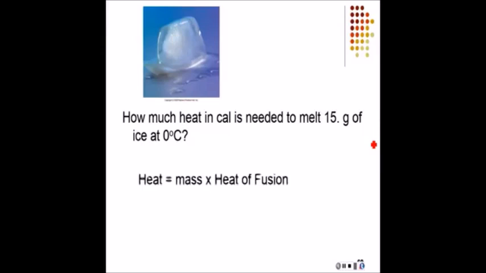Okay, here we go. Here's our formula, mass times heat of fusion. Plug in our values, 15 grams of ice, 80 calories per gram of ice, and we get an answer of 1,200 calories. Pretty easy, pretty straightforward.